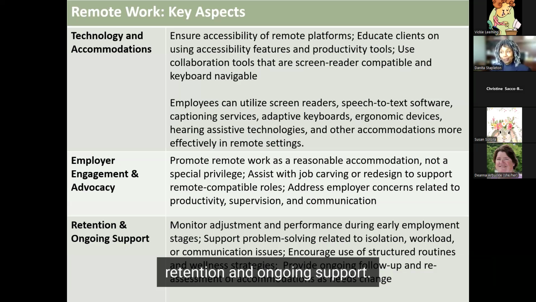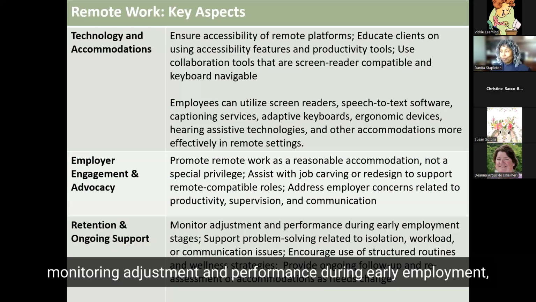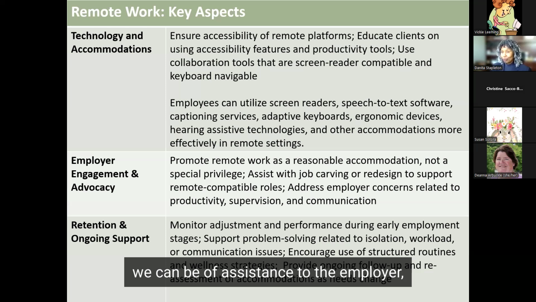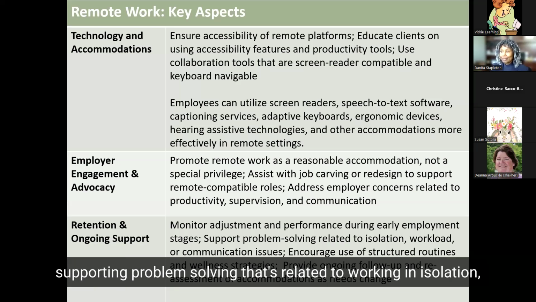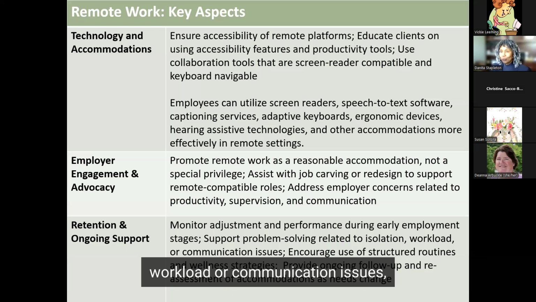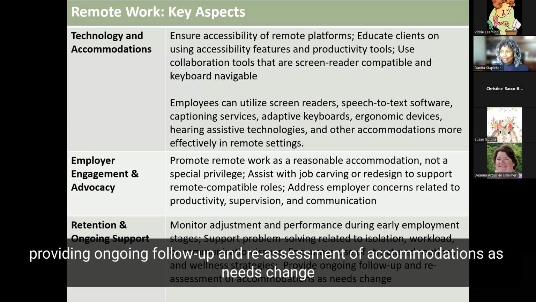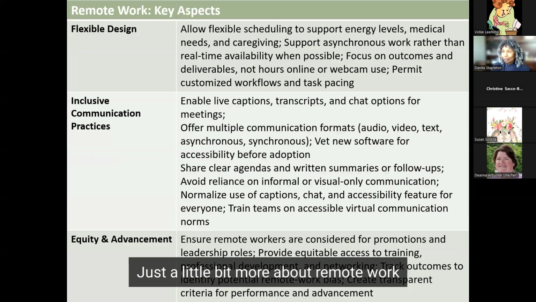Retention and ongoing support. Monitoring adjustment and performance during early employment. That's important. We have an obligation and a role there. We can be of assistance to the employer. Supporting problem solving. That's related to working in isolation, workload, or communication issues. We have a role in encouraging the use of structured routines and wellness strategies, providing ongoing follow-up and reassessment of accommodations as needs change. Just a little bit more about remote work.